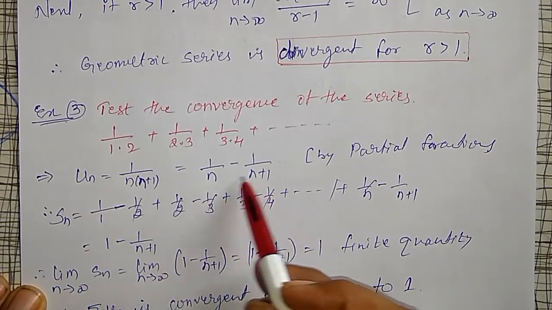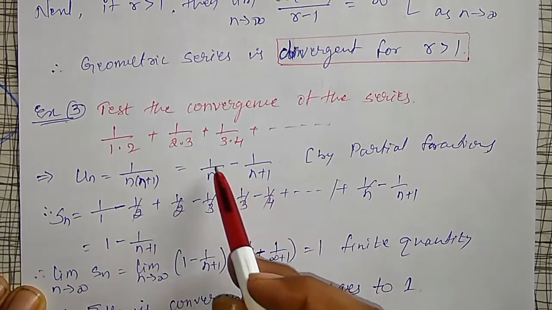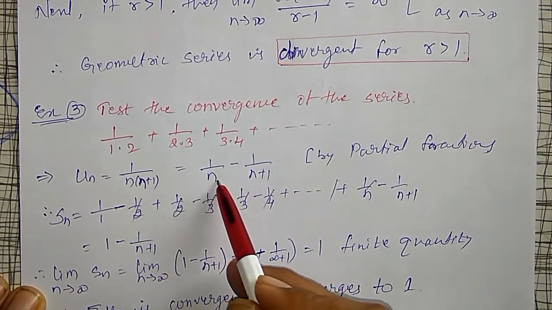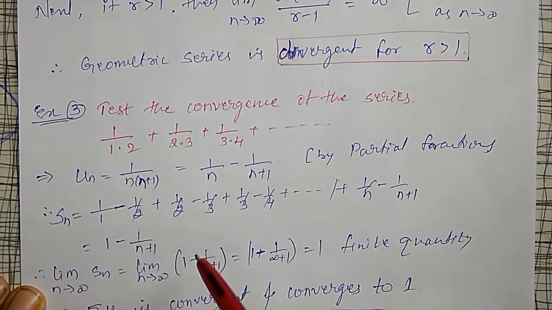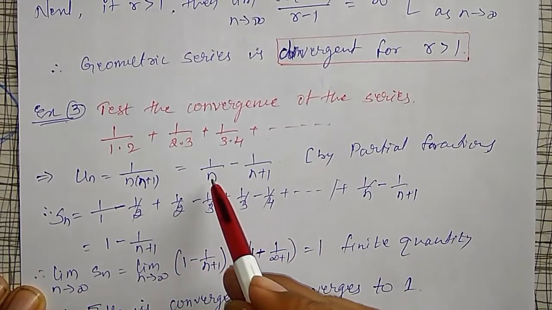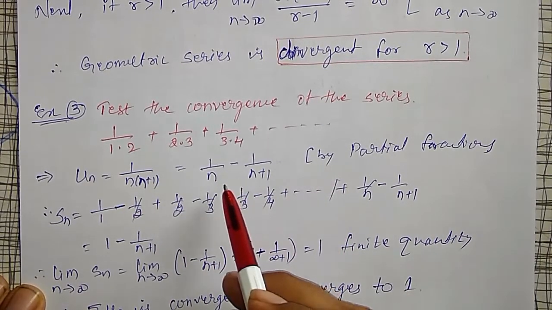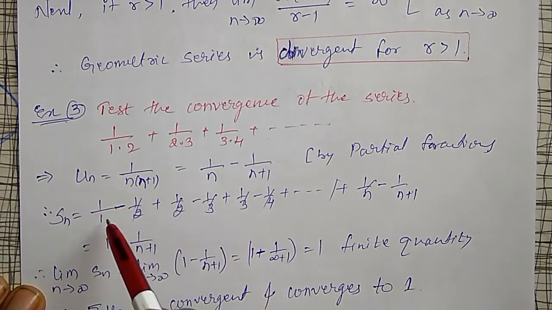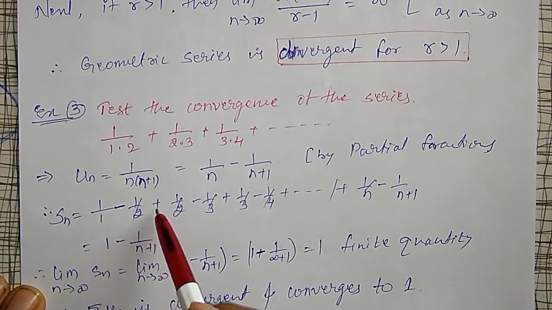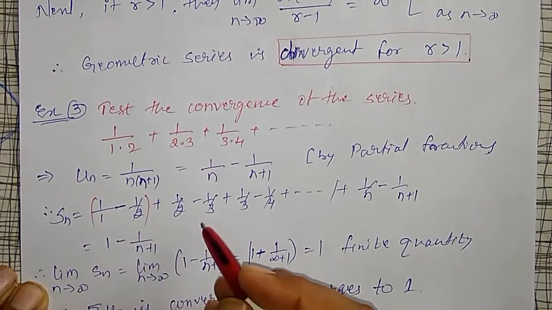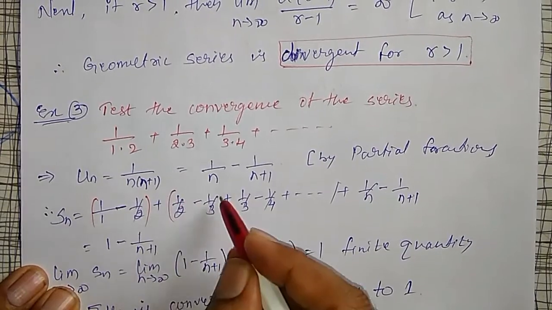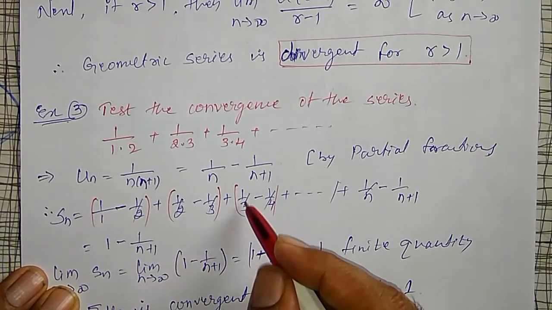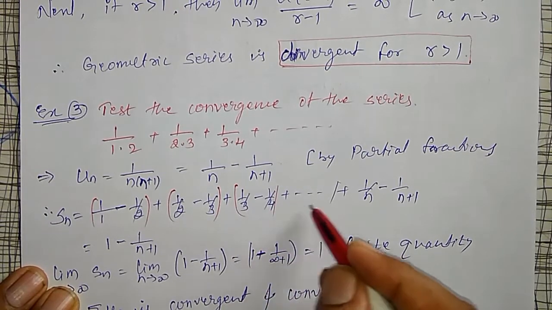I can write it as, or you can take LCM here, n into n plus 1. This will become n plus 1 minus n by n into n plus 1. n cancels. Therefore, this is my partial fraction. I can write like this term. Therefore, sum of first n terms, what is going to happen? That is Sn equal to first term 1 divided by 1 minus 1 by 2, plus, this is my first term. Second term for n equal to 2, 1 by 2 minus 1 by 3. Next, third term will become 1 by 3 minus 1 by 4, like that.